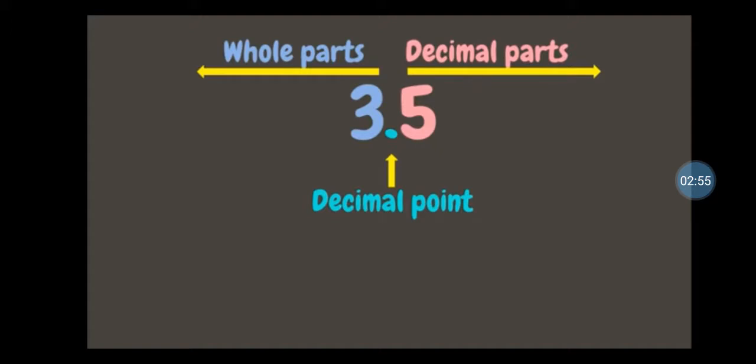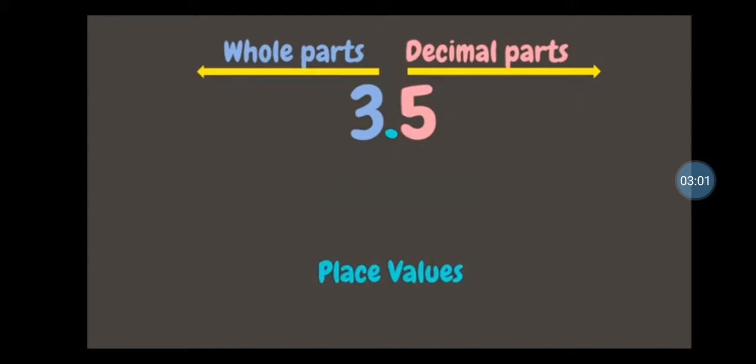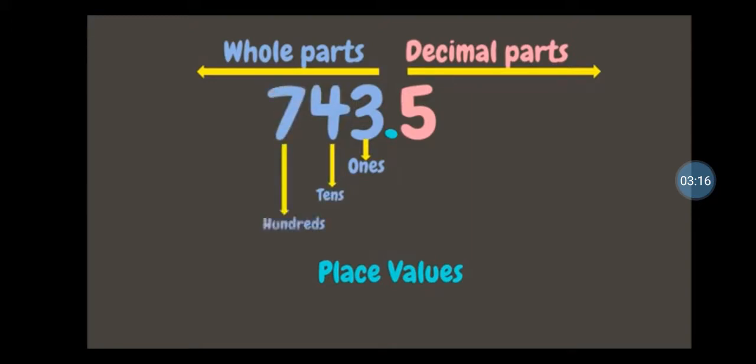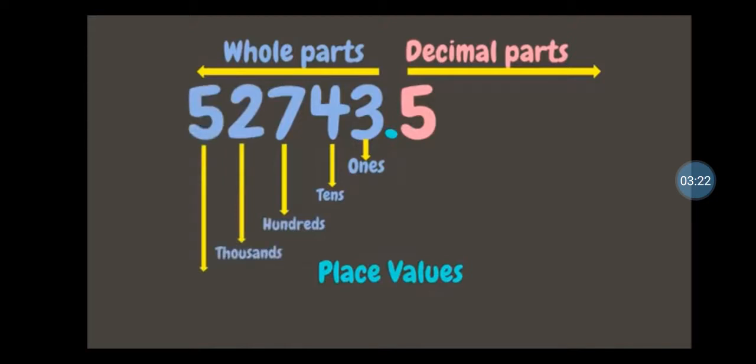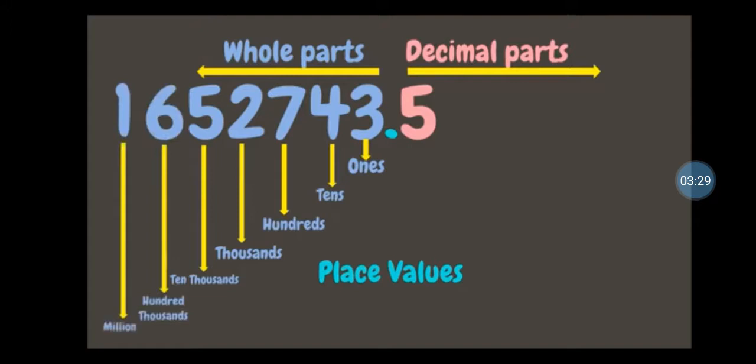Now, let's learn about the place value, because place value is very much important in maths. So, in this number, 3 is ones, and if we have more digits, we can write 4 as tens, 7 as hundreds, 2 as thousands, 5 as 10,000s, 6 as 100,000s, 1 as millions, and so on.